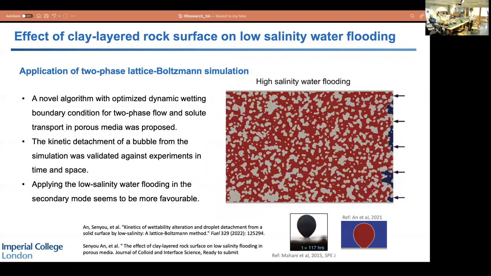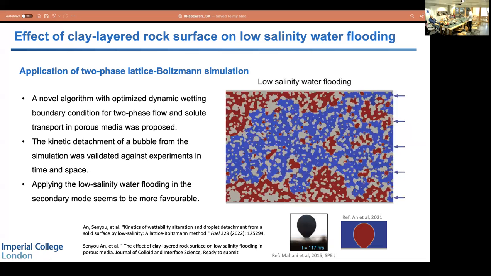Another project I would like to quickly introduce is about low salinity water flooding. It's the application of the two-phase lattice Boltzmann investigation. The sample is saturated by oil first, then we inject the high salinity water to displace it to reach the steady state. It cannot displace more. So then we inject the low salinity one. We can clearly see the wettability changing and more oil is displaced out.